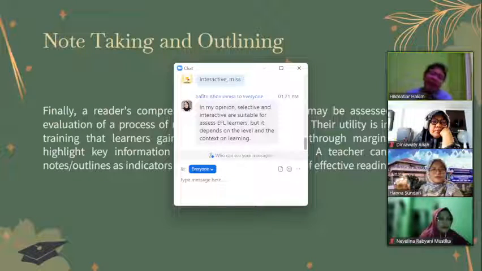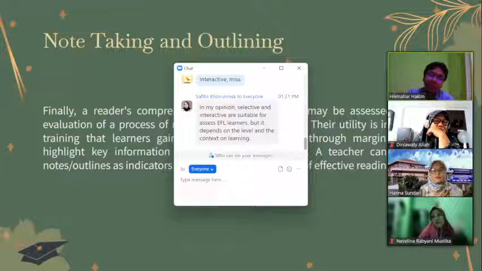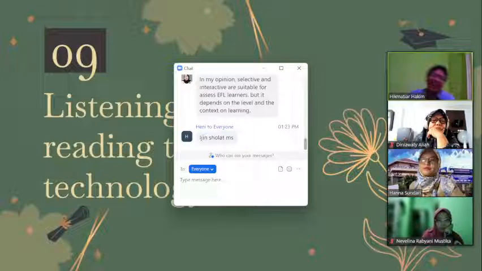Then you have note taking and outlining. You get the idea. You get a book, a text, several paragraphs, and then you have to do note taking and then outlining. If they have good note taking and outlining, it means they have a good reading ability. Okay, ini dia, this is the last one.